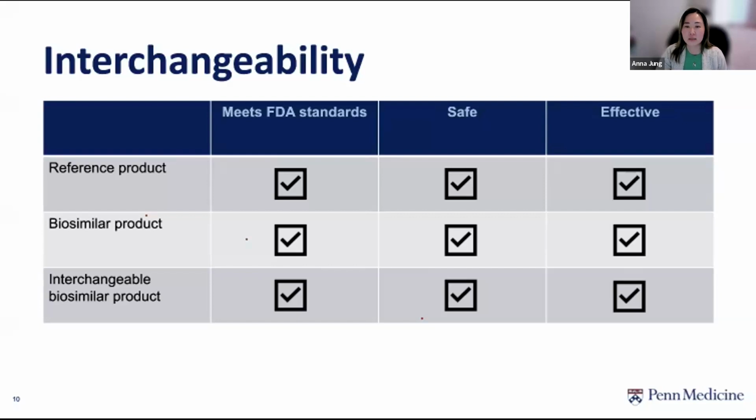Depending on state law, a biosimilar has to be prescribed by name, while an interchangeable biosimilar may be substituted for the reference product at the pharmacy without the intervention of the prescriber. But again, both biosimilar and interchangeable biosimilars have to meet the same high standards for quality, and similarity to the reference product.